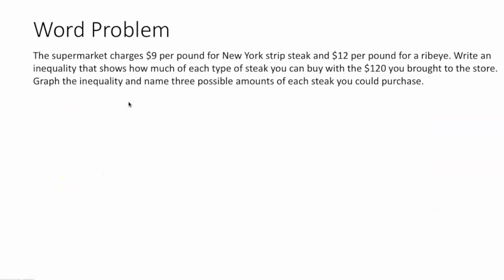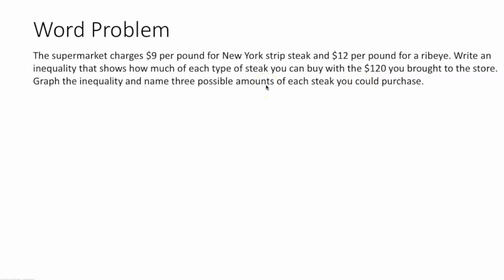Okay, now our word problem says the supermarket charges $9 per pound for New York strip steak and $12 per pound for a ribeye. Write an inequality that shows how much of each type of steak you can buy with the $120 you brought to the store. Graph the inequality and name 3 possible amounts of steak you can purchase.